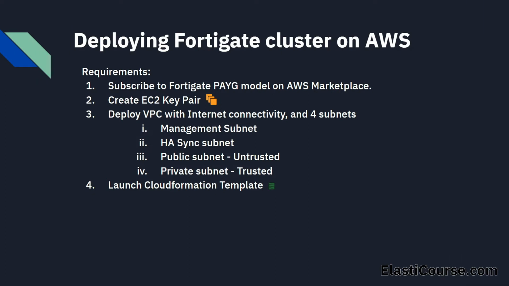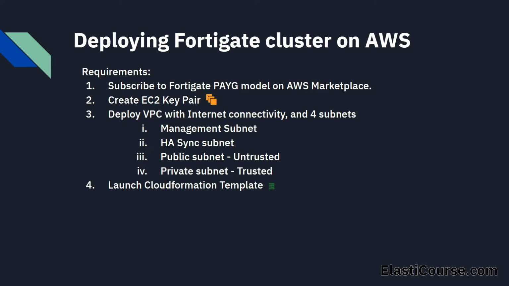Now, our requirements to build this lab. First, we need to subscribe to the Fortigate pay-as-you-go model. This is a page on AWS Marketplace where you need to agree to the terms of service and the pricing terms before you are able to deploy the CloudFormation template. If you skip this step, your CloudFormation template will fail. Next, we will need to create an EC2 key pair to use within the CloudFormation template.